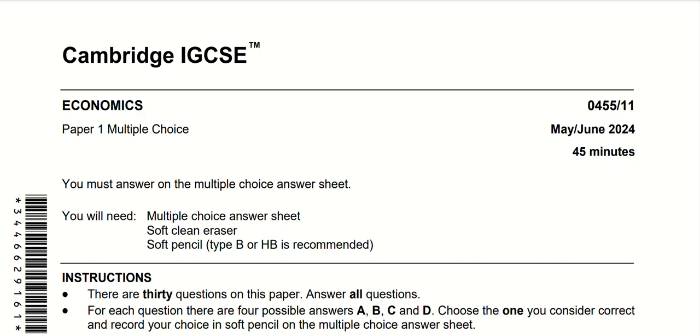Today we're going to take a little walkthrough on the May-June 2024 paper 1 variant 1. This is the Cambridge IGCSE Economics, and this is an MCQ paper. So let's get started.